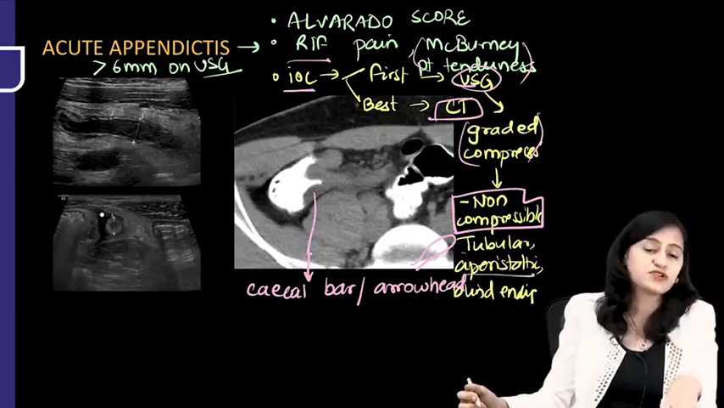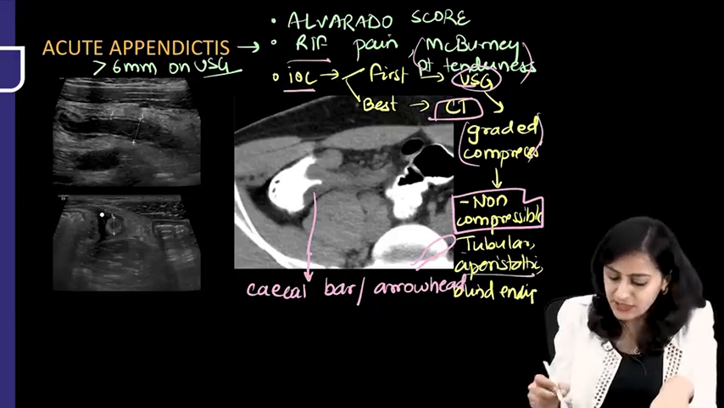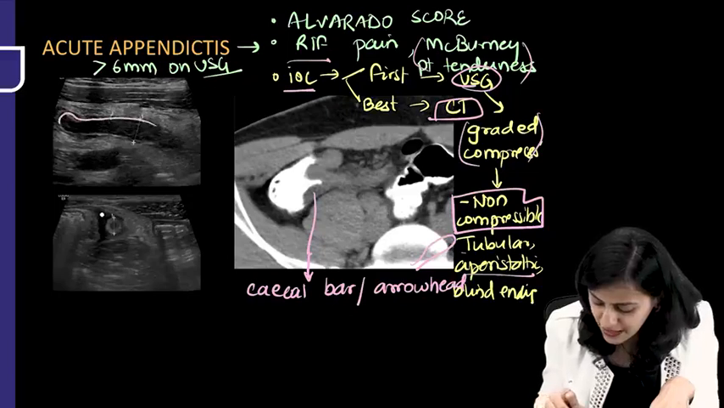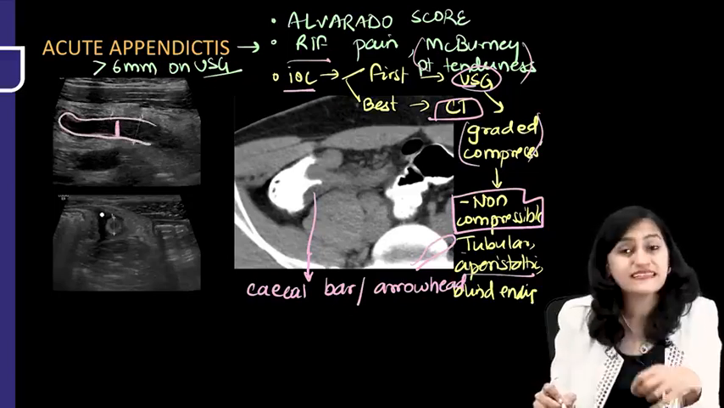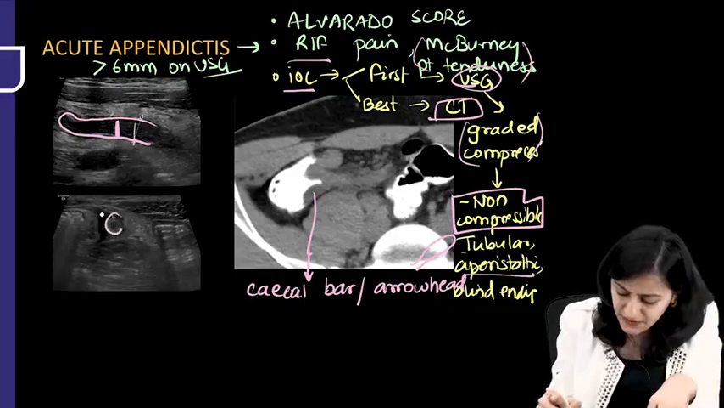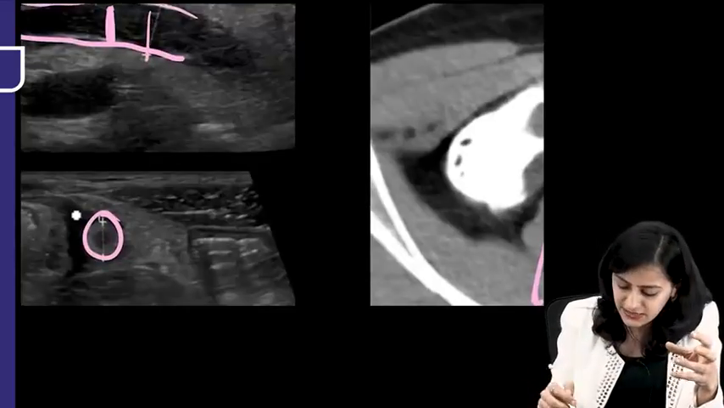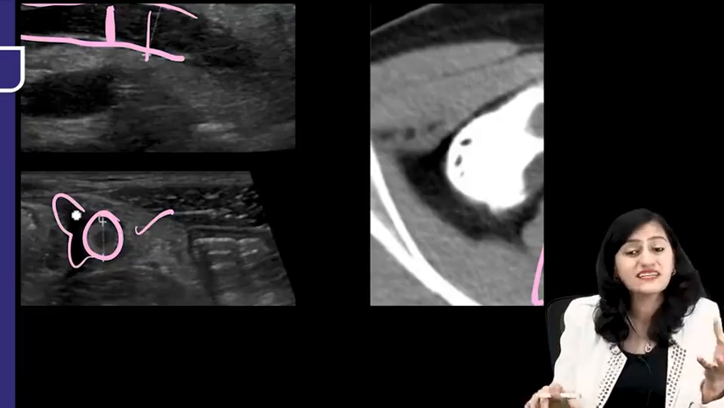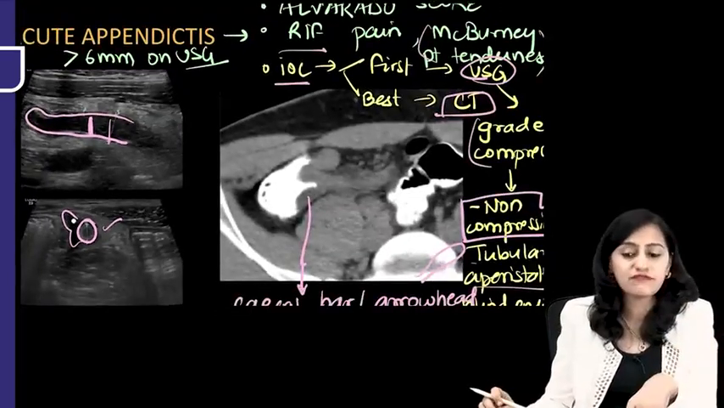So that is the description of acute appendicitis. So look at this one. This is the appendix which is filled with fluid, distended. The diameter will be more than 6 millimeters. There is the surrounding fluid. The mesentery is echogenic. All the signs of inflammation.